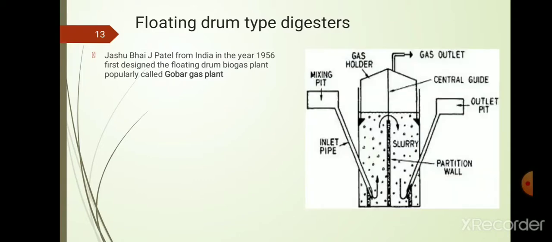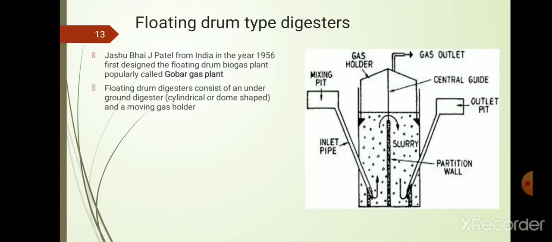So this is a typical floating chamber reactor. What is the main difference here? Here also we have an inlet pipe for feeding the biomass. Here also we have an outlet pipe or outlet pit for removing the slurry, and a gas outlet at the top. But the main difference is we have a flexible or moving gas holder at the top. So the top of the reactor is not fixed, it is like a floating structure. That is the main difference here.